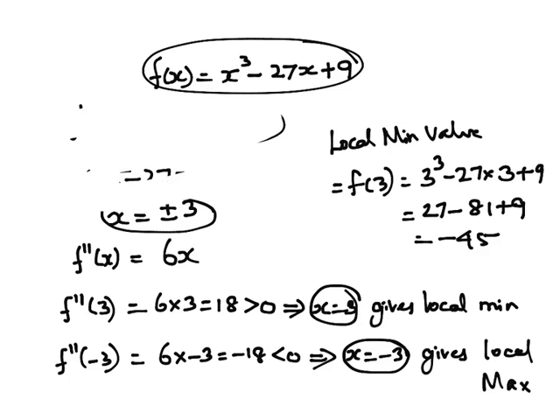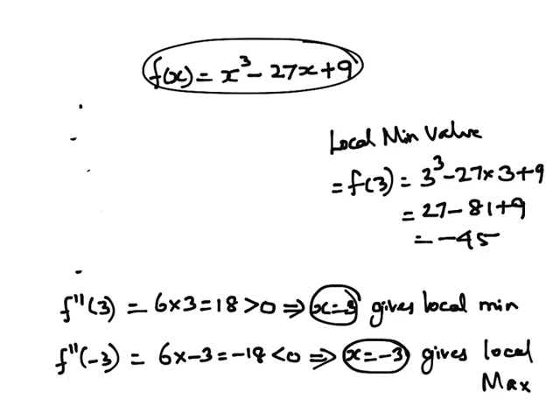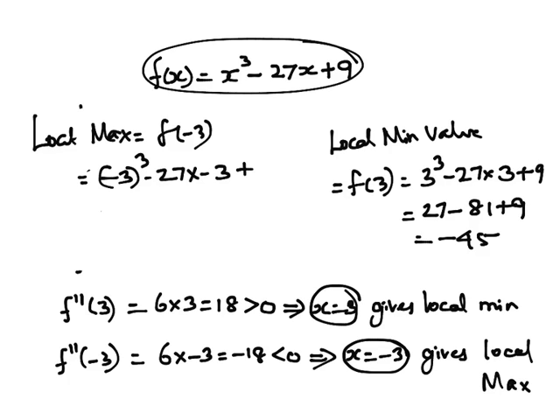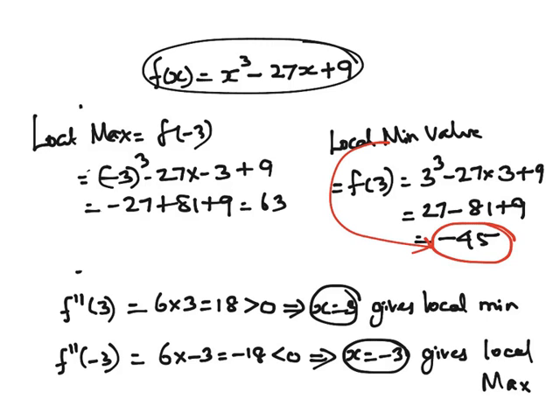So what I'll do is I will do it here. Local maximum equals f of minus 3, which is minus 3 the whole cube minus 27 into minus 3 plus 9. So it will give me minus 27 plus 81 plus 9, which is nothing but 63. So this minus 45 is the local minimum value, and this plus 63 is the local maximum value. So the problem is over. Very simple.